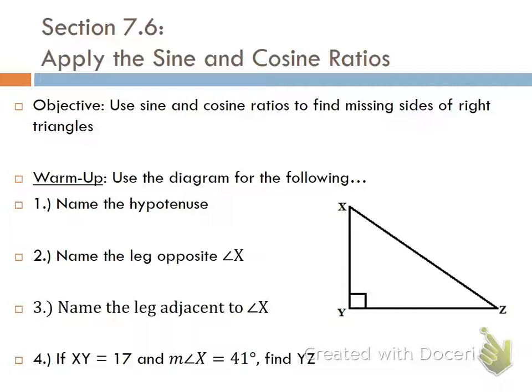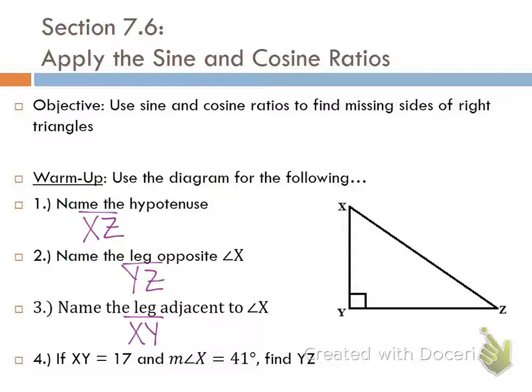So for our warm-up, name the hypotenuse. What's the hypotenuse of that triangle? XZ. So we can name it with the endpoints since they didn't give it its own little lowercase name. Segment XZ. Name the leg opposite angle X. Again, we've got to use two letters since they didn't give it its own lowercase name. Side YZ is opposite or across from angle X. Name the leg adjacent to angle X. That would be XY. So the one next to it, but not the hypotenuse.